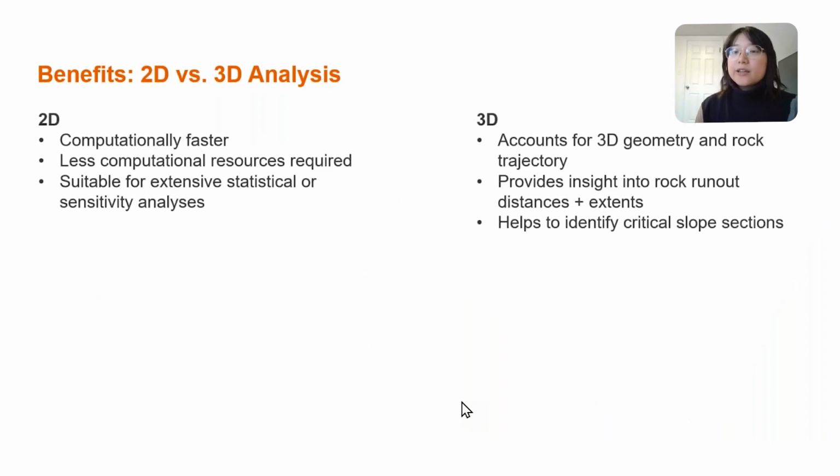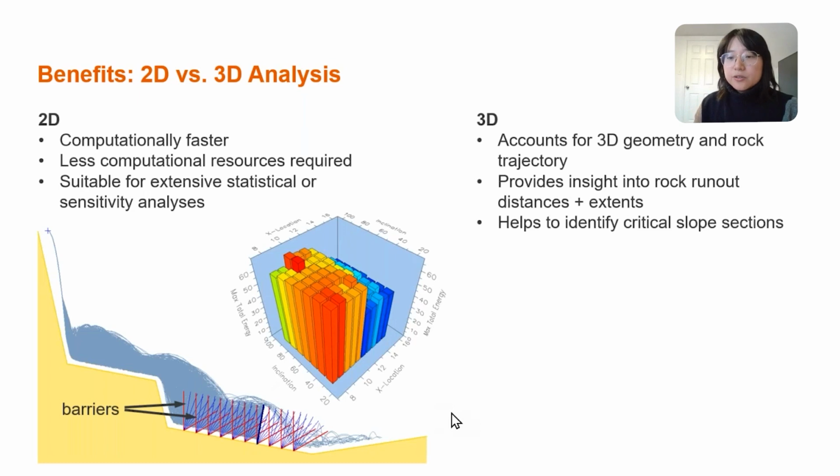So rockfalls can be analyzed in either 2D or 3D, and there are advantages to both of their applications. Probably a number of you are more familiar with rockfall simulations in 2D, such as in RocFall2. 2D simulations are typically very fast, so they're very suitable for computing the large number of simulations required for statistical or sensitivity analysis. As an example, in this figure, I am showing you the RocFall2 barrier sensitivity analysis, which is intended to help with barrier design.